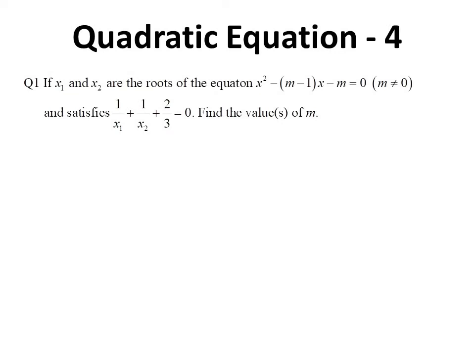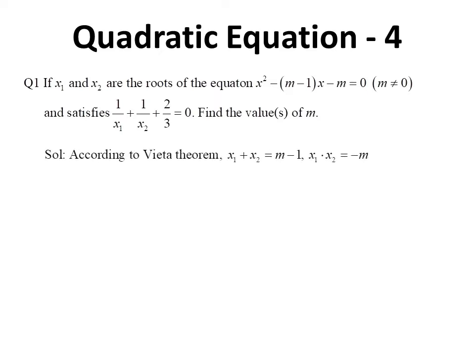Welcome to the fourth session of this quadratic equation topic. The first example here is a quadratic equation with an unknown constant m. The question is to find the value of this m given the criterion that the two roots of this quadratic equation satisfy the equation of the reciprocal of x1 plus the reciprocal of x2 plus 2/3 equals 0, which is called the auxiliary equation here for convenience.